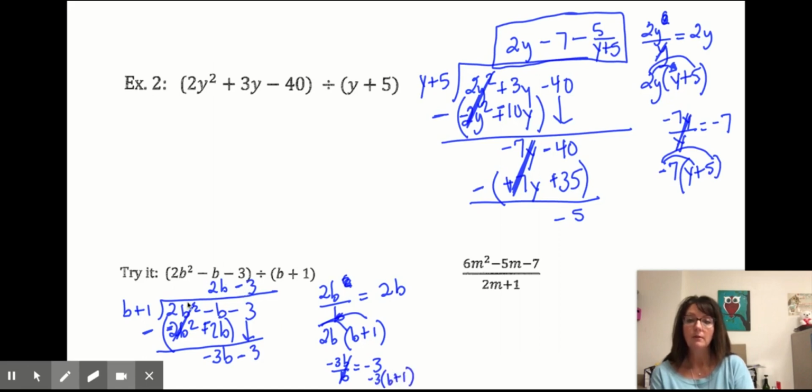So -3, and you can do it this way too. -3 times 1 is a -3, and -3 times b is a -3b. And then we're subtracting that, so it becomes plus plus. And really what happens is this cancels, and we have a 0 remainder. So our quotient then becomes 2b minus 3.